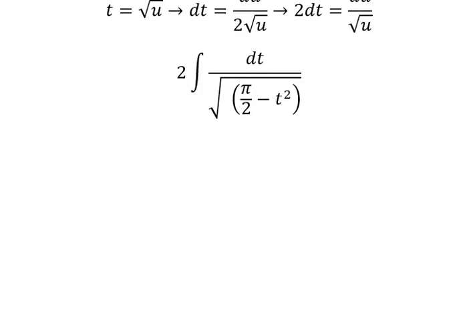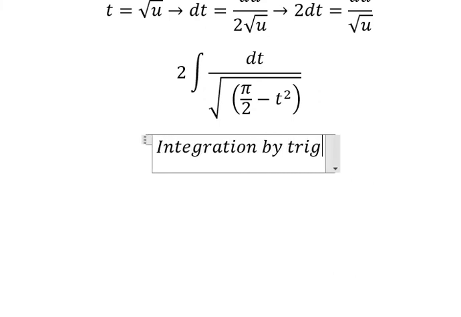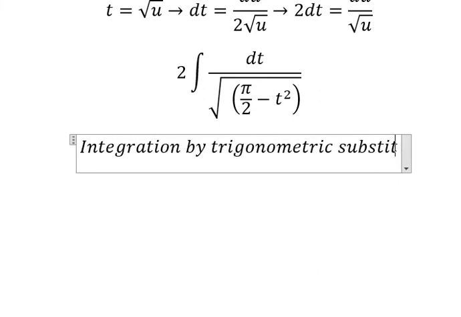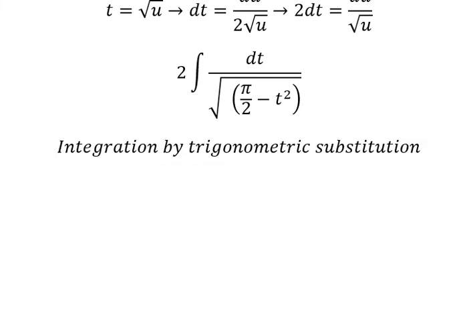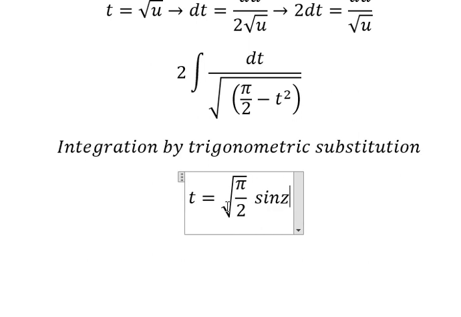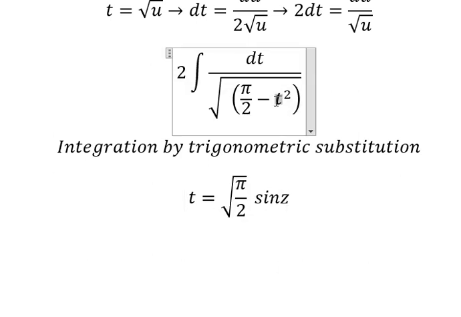Next, we can use integration by trigonometric substitution. So I will put t equals the square root of π over 2, and I will put sin z, because if I put this one here, we have π over 2 sin z squared, π over 2, π over 2. We can do factorization.